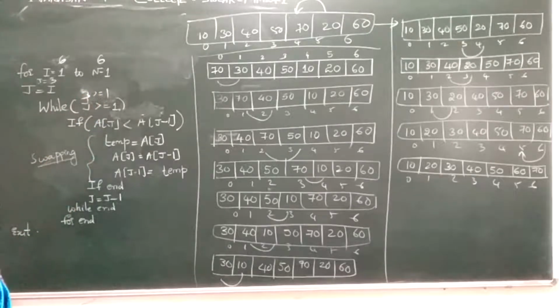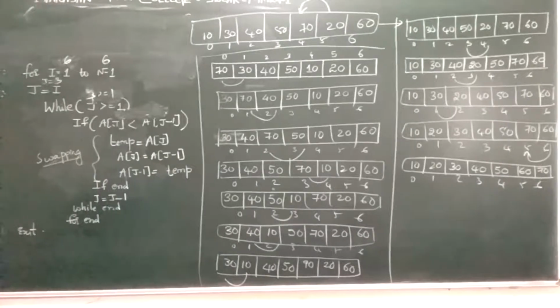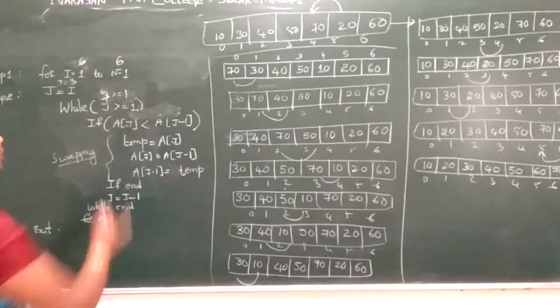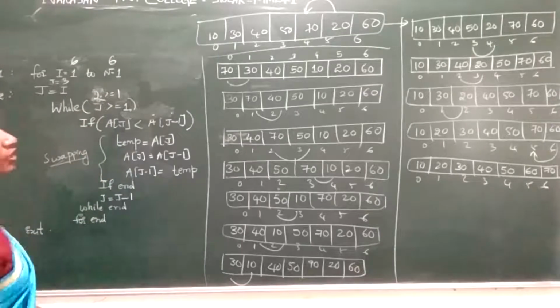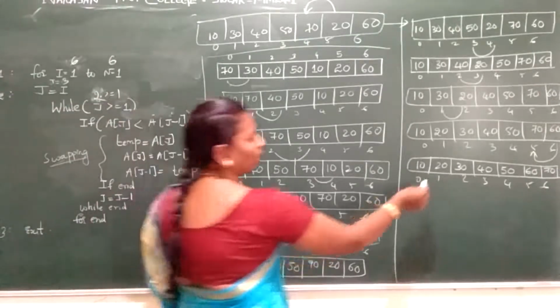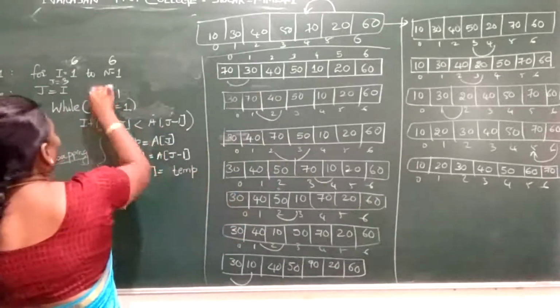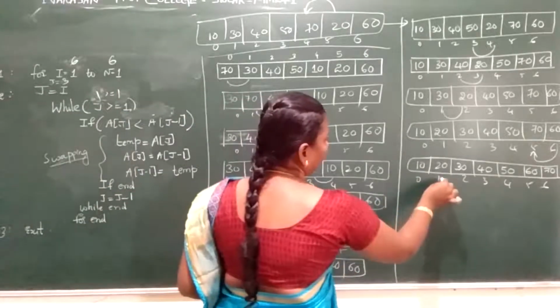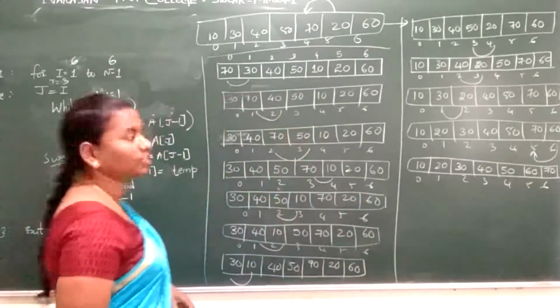This will be 3. What is in A of 3? Again I have 40. 40 is less than 30? No, again the condition fails. It will be 2. What is in A of 2? 30. 30 is less than 20? No, the condition fails. Again this will be 1. What is in A of 1? 20. 20 is less than 10? No, the condition fails.